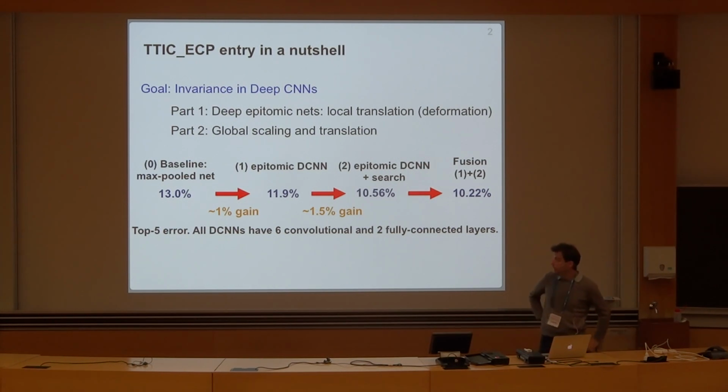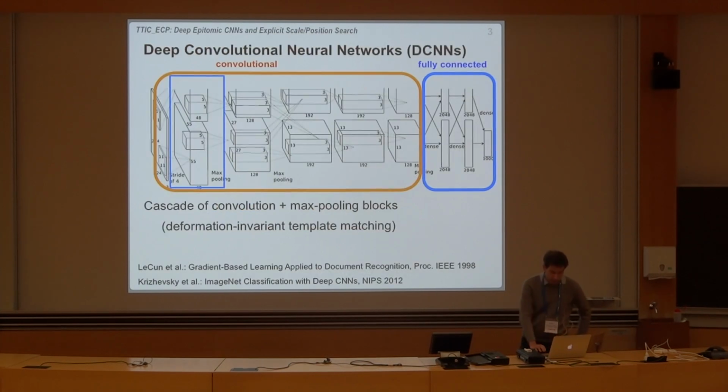So in a nutshell, our contribution consists in taking a standard max-pooled network, so this is our baseline. Using what we call the Epitomic deep network, we have a reduction in the order of 1% in the error rate. And then using the search over global translation and scaling, we have a further decrease by 1.5%, and then just doing plain fusion, we practically go down to 10% in the error. And this is using the exact same architecture in terms of the number of parameters involved. So this is pretty much the story I will be telling here.